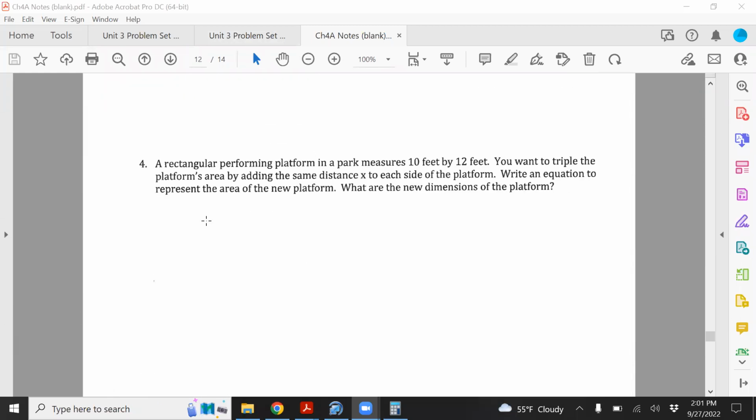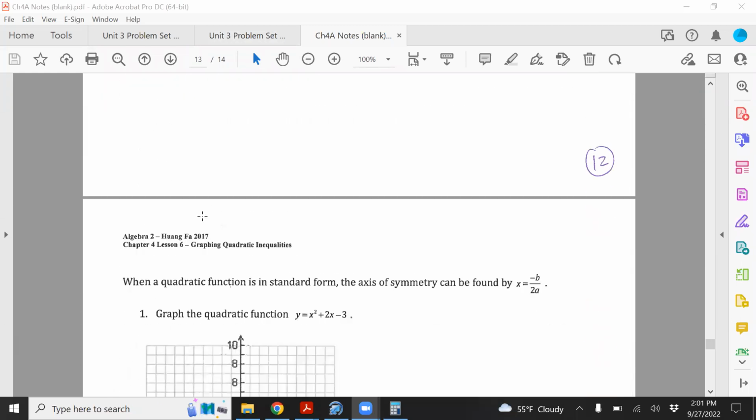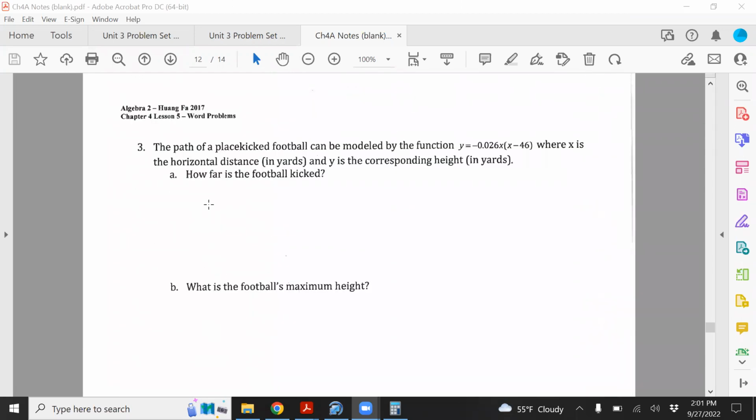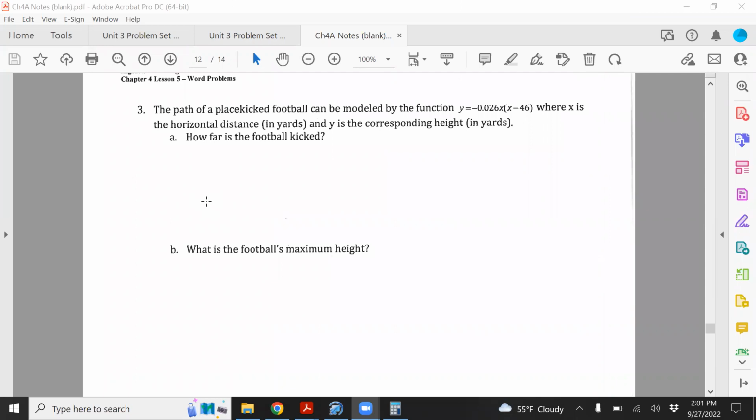All right, let's try another one here. I'm going to end after page 12, just so you know. After page 12, I'll stop and you guys can do these problems. I don't see you guys for 6 days, so you'll have time to do it.